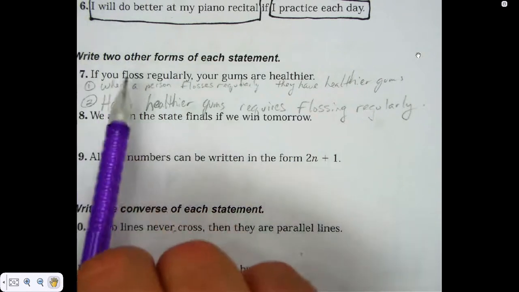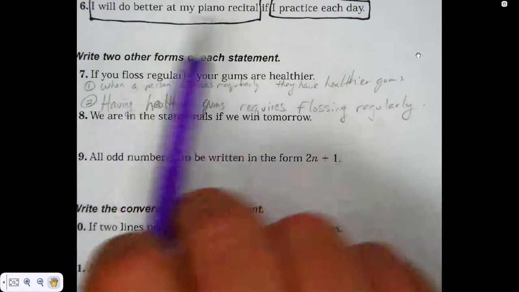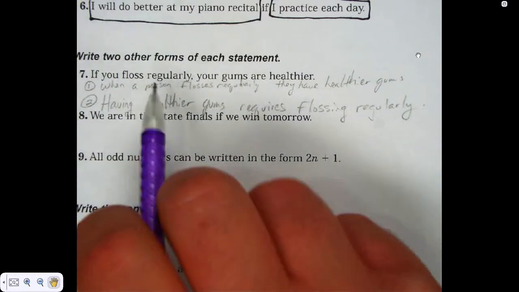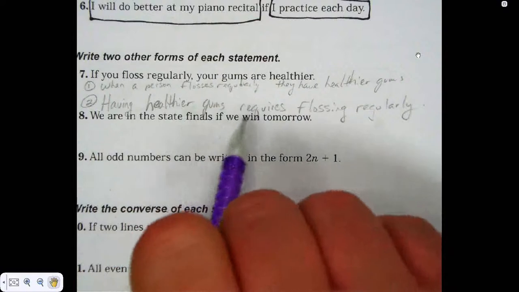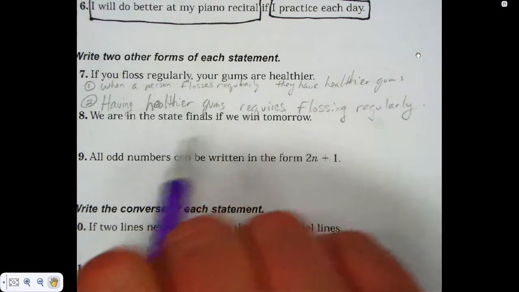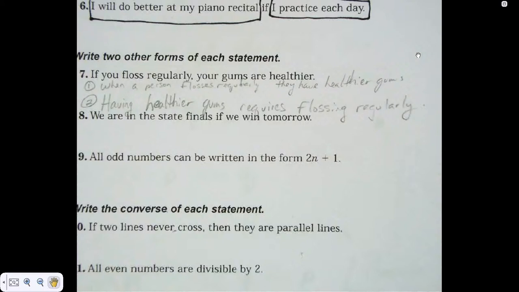What I would suggest too, this one was kind of already an if-then form. On ones like these that aren't really an if-then form, write one of them at least in if-then form. We are in the state finals if we win tomorrow. I would write, what do you think you could say here? If we win tomorrow, then we are in the state finals. That'd be one. Then you could say getting to the state finals means we win tomorrow. See what I mean? There's all different ways to write it.